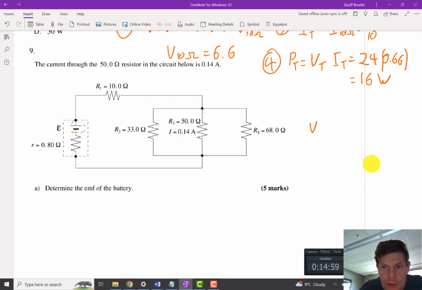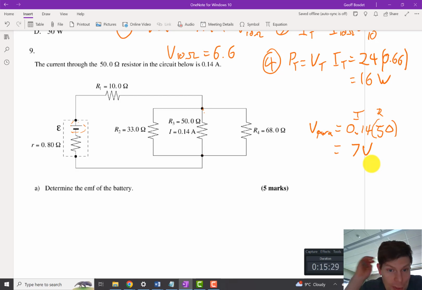So my V drop across the parallel section is just equal to the current through this resistor times the resistance of that resistor. Drop across one is drop across them all. So I'll do 0.14 times 50. V equals I times R. And that just gives me 7 volts. So I got 7 volts across there.